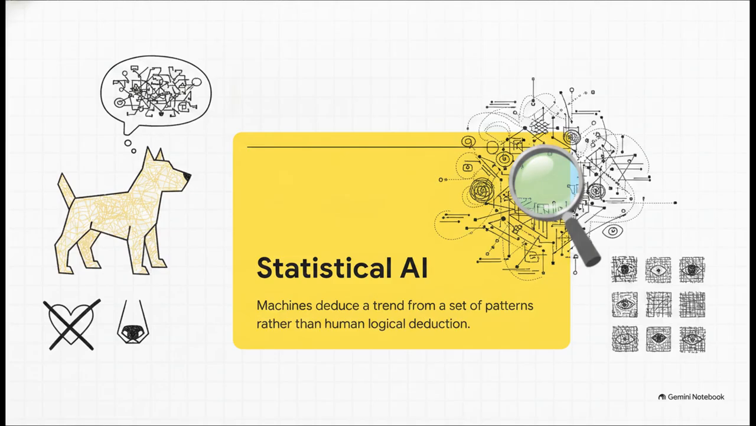To put that into perspective, in modern AI, we are primarily dealing with what's called statistical AI, or machine learning. This basically means machines deduce a trend from a massive set of patterns through trial and error. They absolutely do not use human logical deduction. Like, they don't actually know that a dog is a living, breathing animal with a wet nose. They just know that a very specific arrangement of pixels frequently correlates with the label dog. The system builds a natural-looking response entirely through mathematical pattern matching. There is not a single shred of actual conscious understanding taking place there.